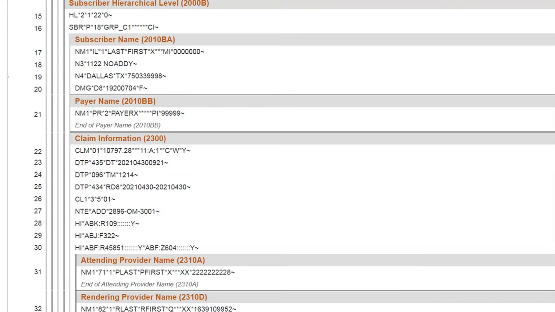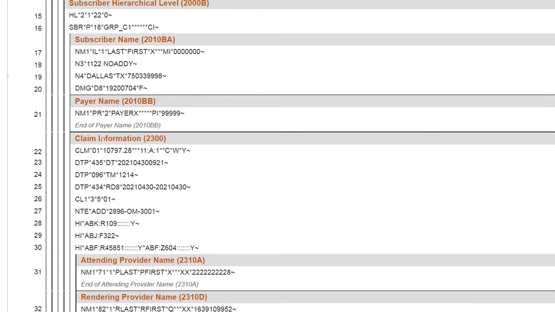Also within the same 2000B loop is the payer. Most of the other loops, like billing provider or subscriber, even dependent, they have their own loop. But the way the 837s are built, the subscriber and the payer are both underneath the 2000B loop. They do have their own sub-loops or nested loops. The 2010BA is for the subscriber, and the 2010BB is for the payer. And you can see the payer ID, of course, in NM109, where the qualifier is PR.